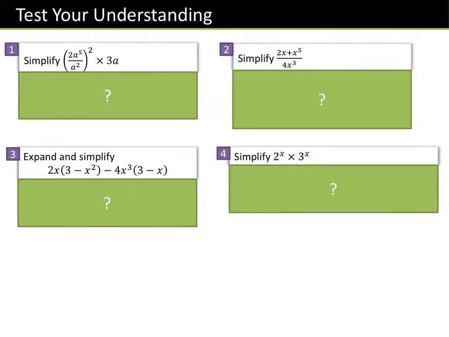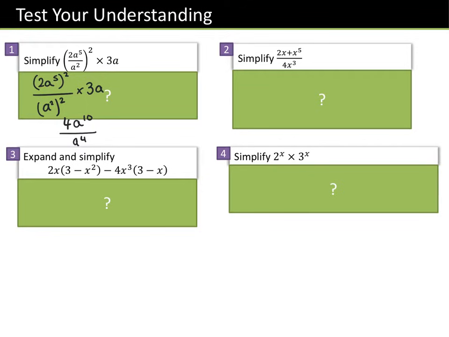So for question 1, we're simplifying. So we have a fraction to the power of 2. That's the same as squaring the numerator and the denominator. So I could rewrite that as 2a to the power of 5 all squared over a squared all squared times 3a. Okay, now I'm just going to simplify the numerator. So I have to do 2 squared, which is 4. Then a to the power of 5 squared, I'm going to multiply, so I'm going to get a to the power of 10 over, and on the denominator I have a squared to the power of 2, which is a to the power of 4.